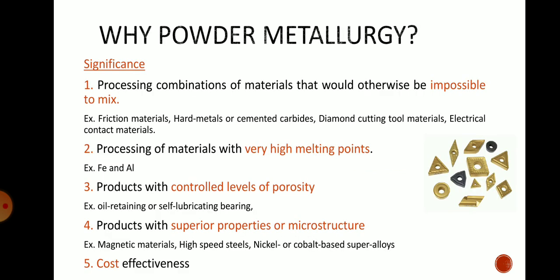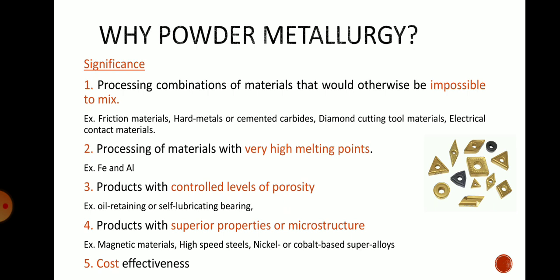First is the significance, why powder metallurgy has to be used. First is processing combinations of materials that would otherwise be impossible to mix. Such materials are very difficult to combine by other processes. So tell me, what are the other processes you can use for production of a component? You can use casting, machining, forging, extrusion, and injection molding.